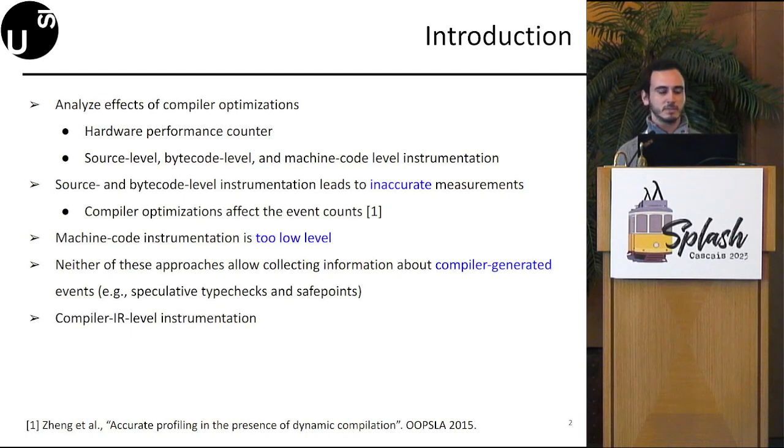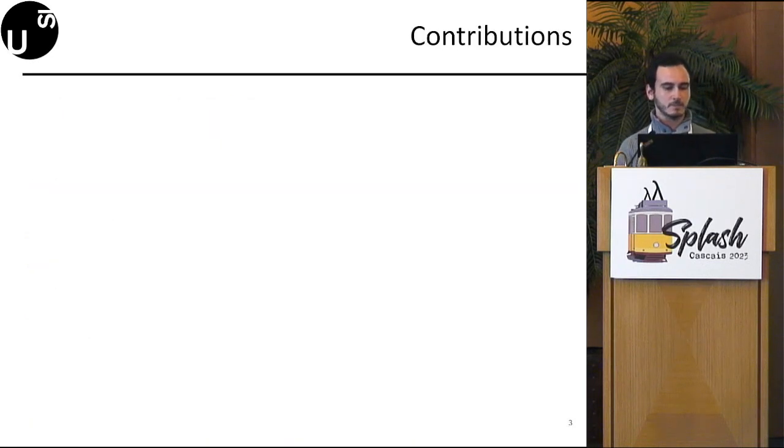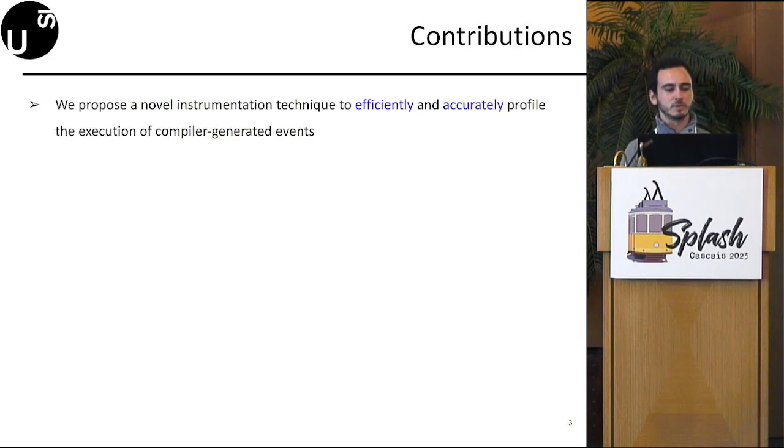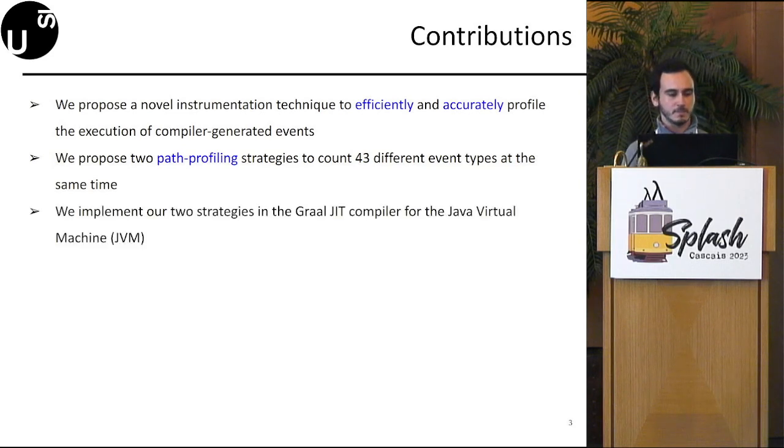Compiler level instrumentation may solve these issues. However, this kind of instrumentation also needs to be carefully designed to be accurate, especially when profiling many different event types at the same time. I would like to present here the contributions of our work. We propose a novel instrumentation technique to efficiently and accurately profile the execution of compiler-generated events. We propose two path profiling strategies to count 43 different event types at the same time. And we implement our two strategies in the Graal JIT compiler for the Java virtual machine. Moreover, we propose a modification to the standard path profiling algorithm that makes it practically usable in modern JIT compilers.